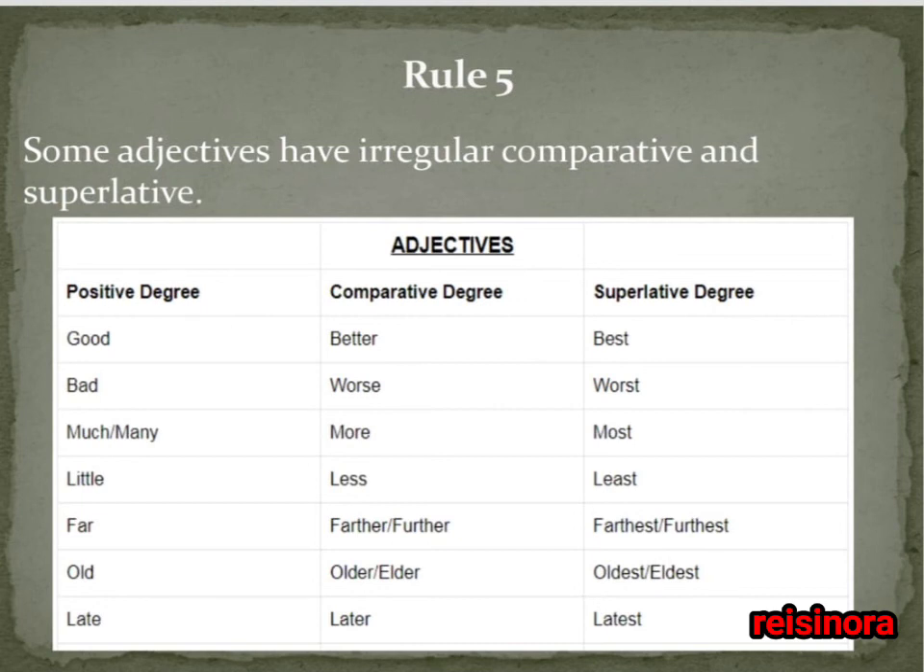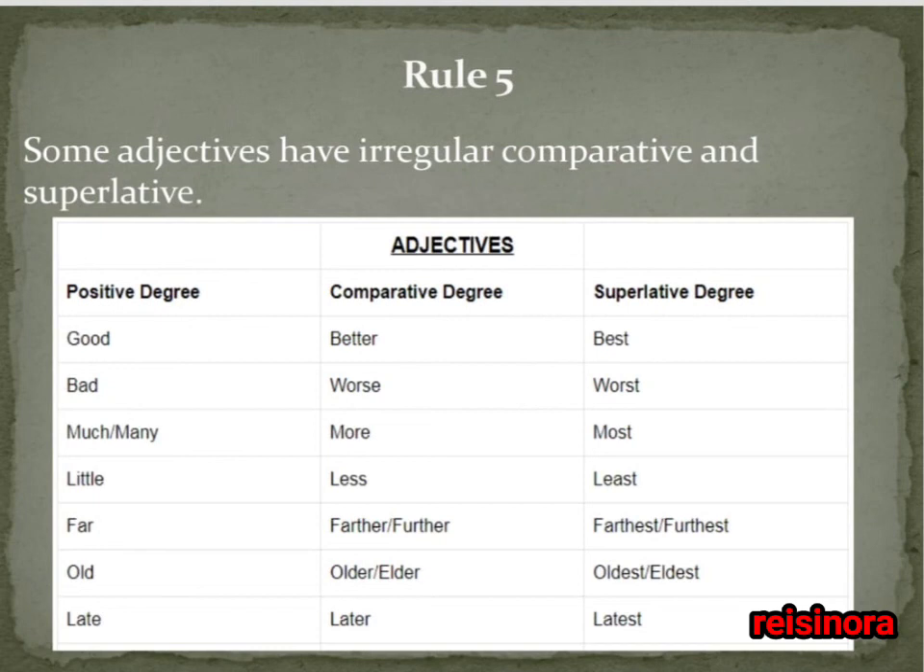So example, the adjective good, positive degree good. Untuk komparatifnya, good itu akan berubah menjadi better. Untuk superlatifnya menjadi best. Misalnya, contohnya, he is as good as my brother. Dia baik seperti saudara saya. Or you say he is better than my friend. Dia lebih baik dari teman saya. Atau untuk superlatifnya, he is the best student in this group.